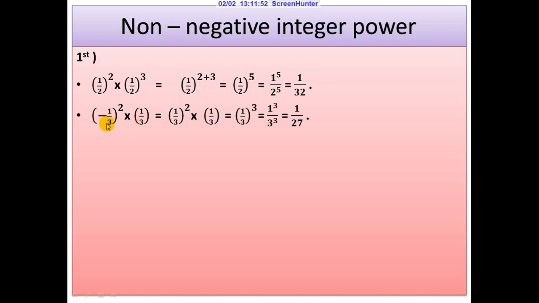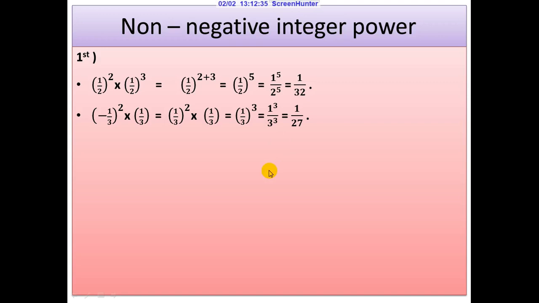In this case, we have negative third raised to power 2 multiplied by third raised to power 1, because when we don't have any power written, it means it is raised to power 1. So how to solve this case? We can cancel the negative because we have an even power, so third raised to power 2 multiplied by third raised to power 1. We keep third as it is and add their powers to be third raised to power 3, and distribute the power above the numerator and denominator. It will finally equal 1 over 27.